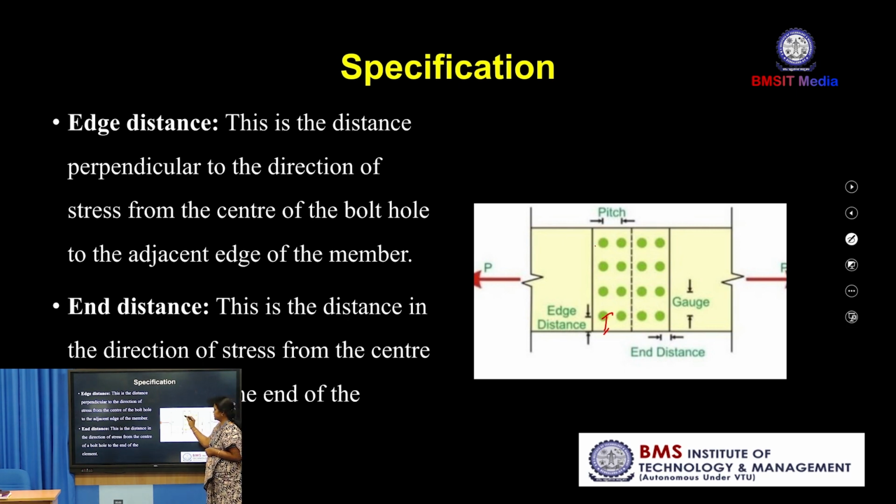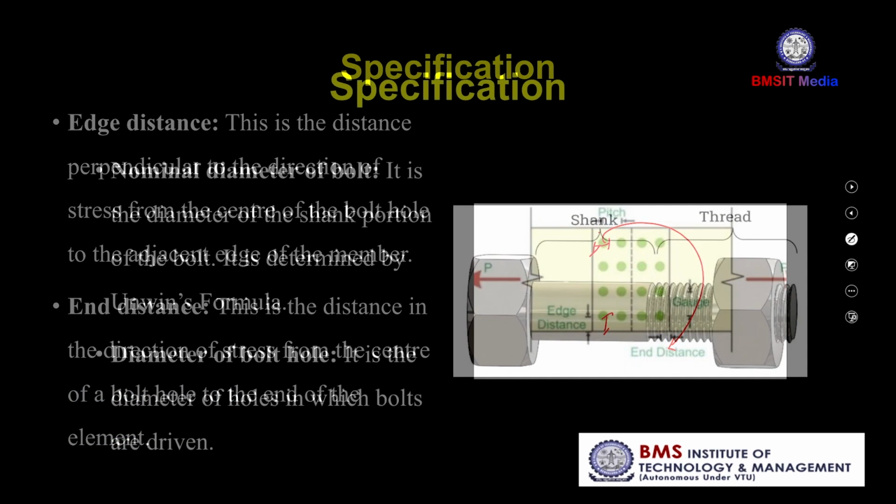This is end distance. The center of the last bolt to the edge of the member. So, this direction is parallel to the applied force. So, this is called end distance. Edge distance and end distance.